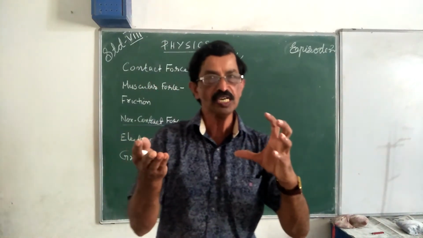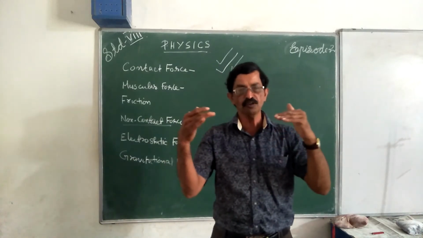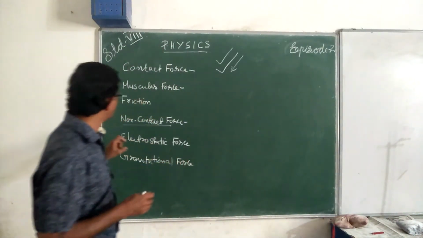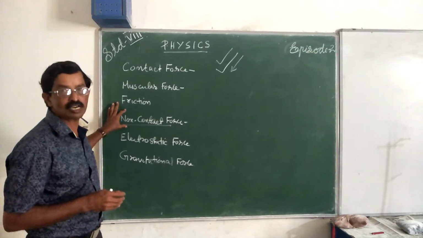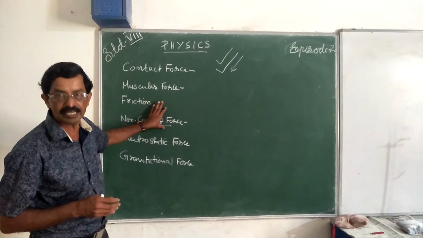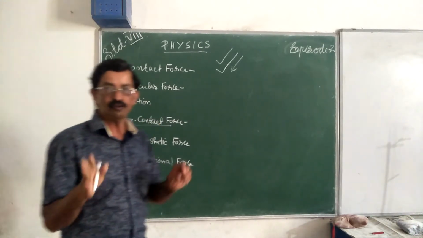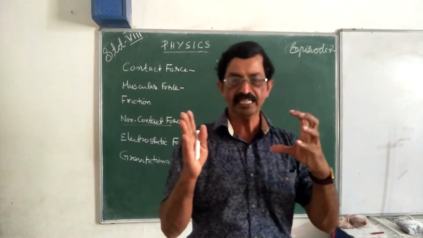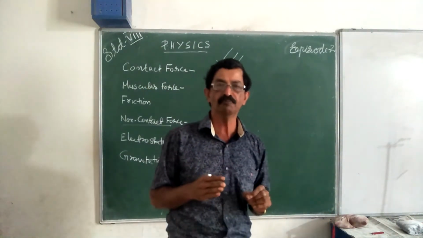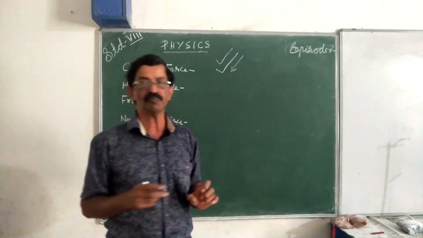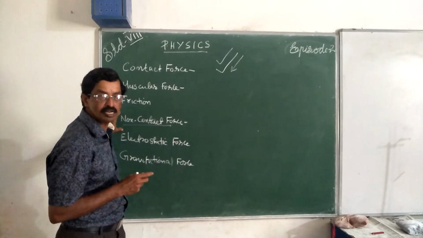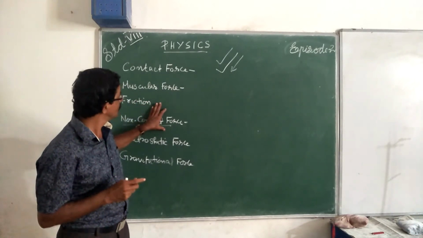But that force is not in contact. That force is acting without a contact. So that type of force is an example of non-contact force. The force of attraction between two magnetic poles or force of repulsion between two magnetic poles are examples of non-contact force.